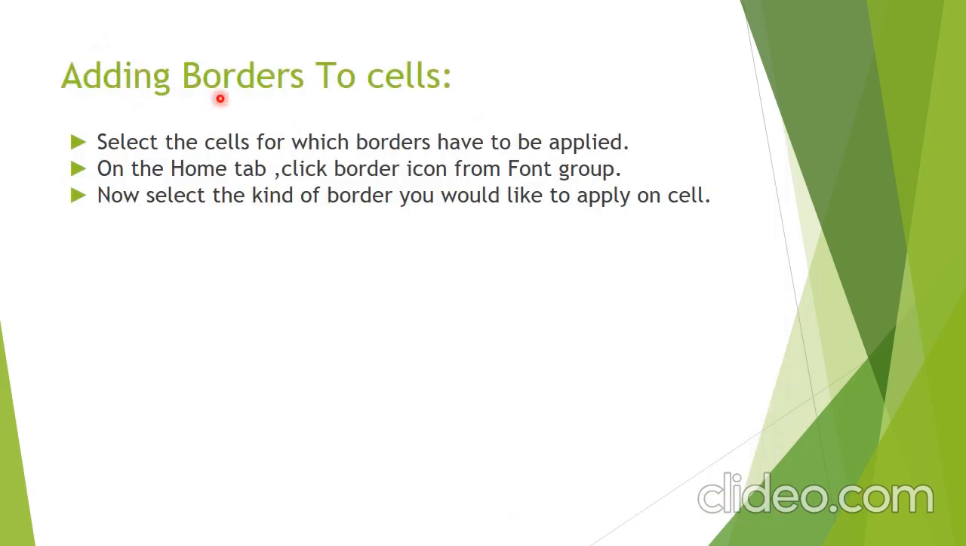Now next is adding borders to the cells. This is a feature of Microsoft Excel. For this we just have to select the cells to which borders are to be applied. For example, if you want to apply the border from A1 to G5, we select those cells, then go into the Home tab and click on the Border item under the Font group. So whichever cells you have selected get the border.